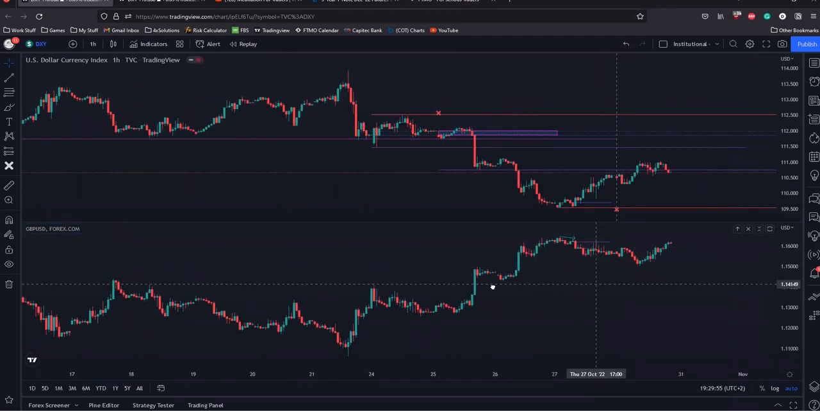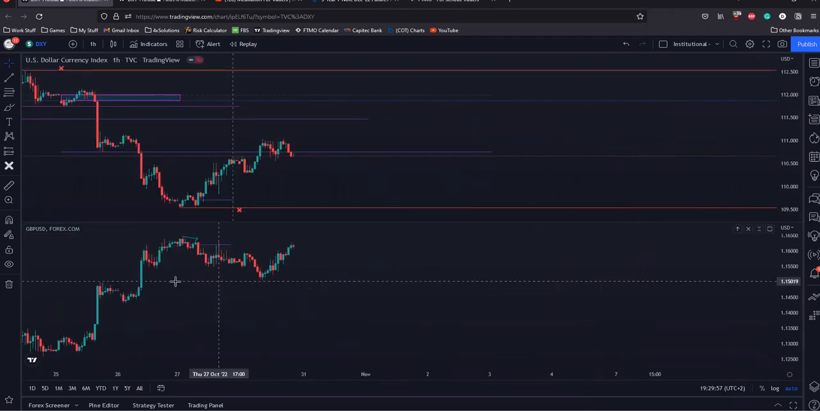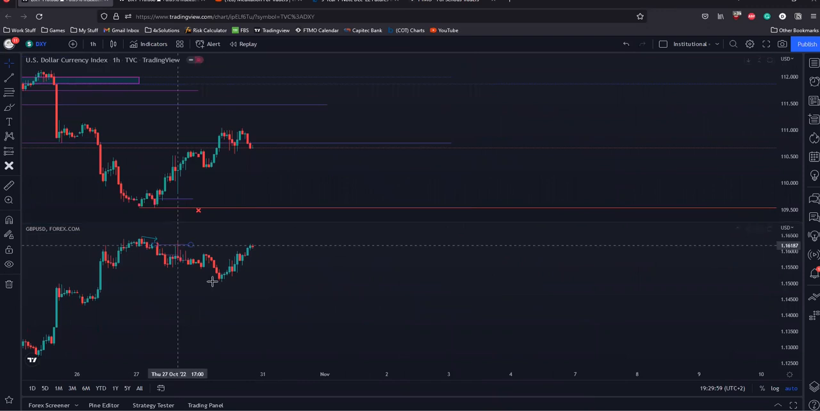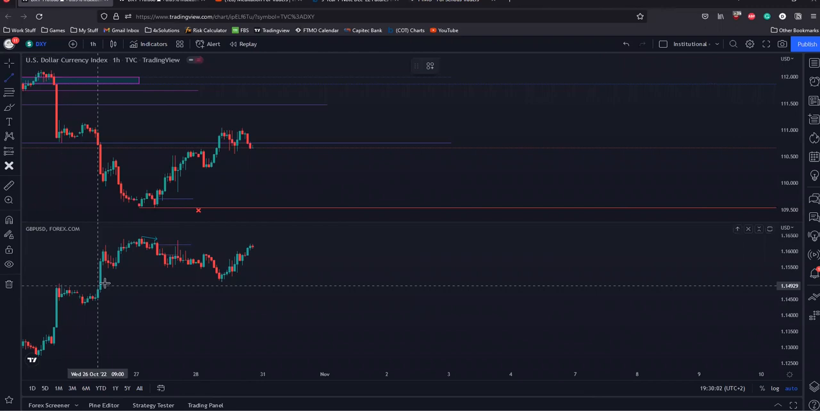There was this daily BISI that we were waiting to close. I remember that. Somewhere down here. Yeah. When DXY closed, then GU didn't.